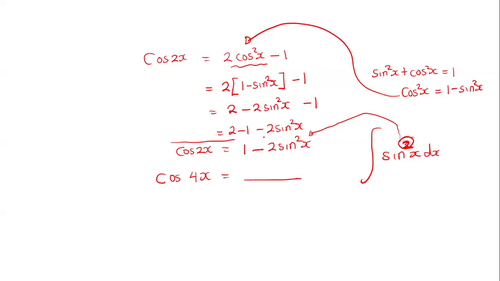I want us now to start generalizing. This was cos 2x gave us 1 minus 2 sine squared x. What if it was cos 4x? What will it be equaling to? Put it in the chat.